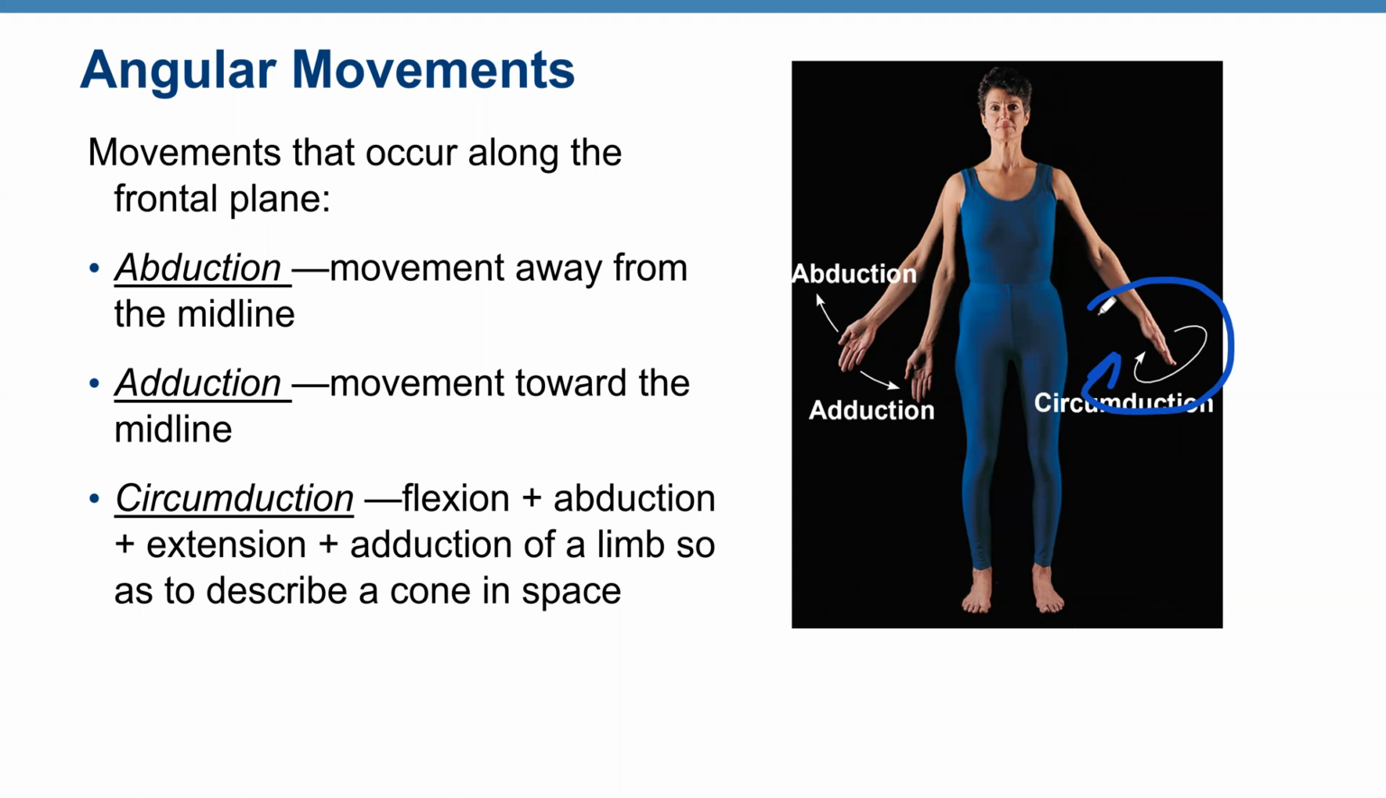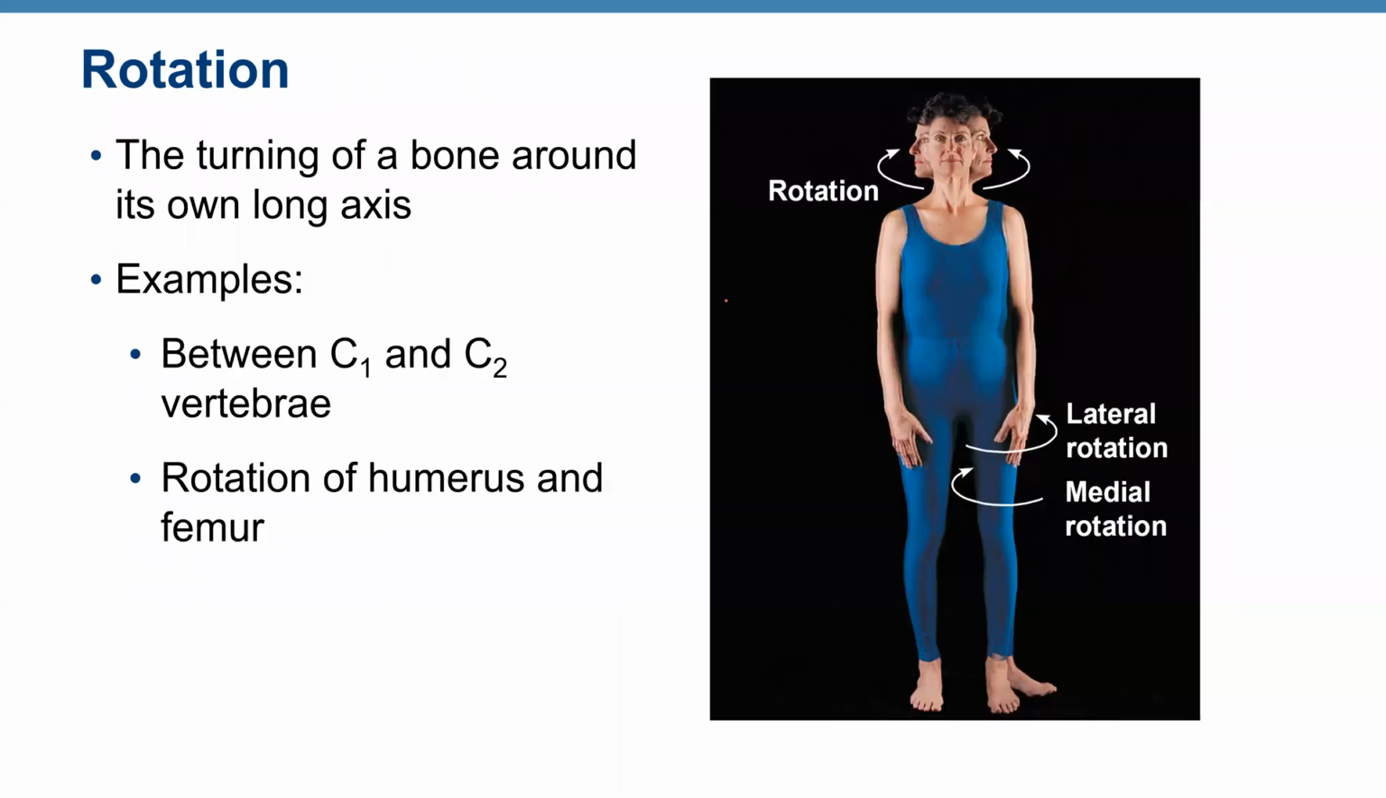So in our lab, I will show you the difference between circumduction and rotation. So that's a little bit different. But circumduction is flexion plus abduction plus extension plus adduction of a limb. So it describes a cone in space. So when you draw a cone in space, that's circumduction. So that's still angular movement.